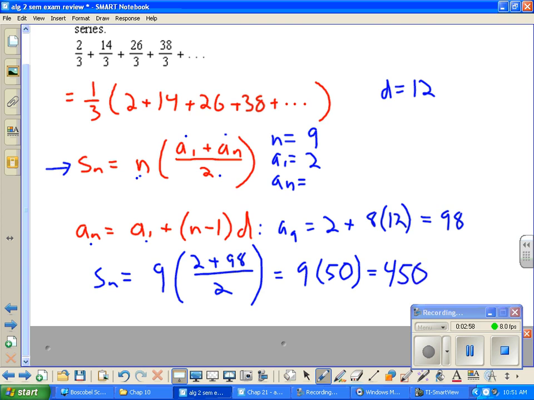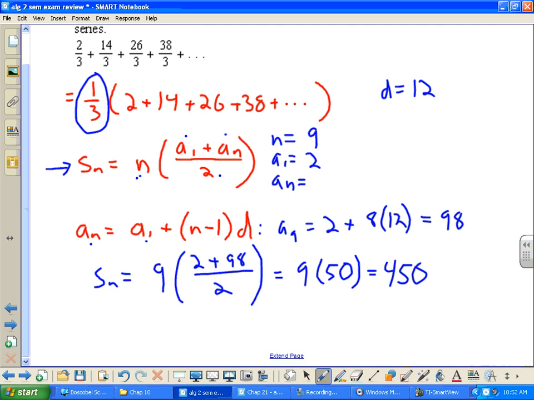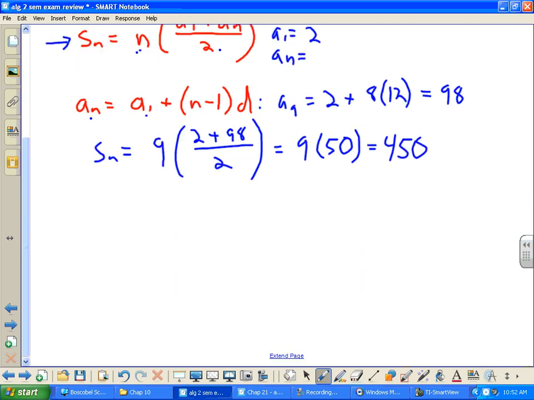Now, you might be tempted to say, hey, this is my answer. But remember, back at the beginning, we took out this 1/3. So now what I'm going to do is recognize that I have to put that back in. So my sum of 9 terms is equal to 1/3 times previously what I had, which was 450. So my answer is 150.